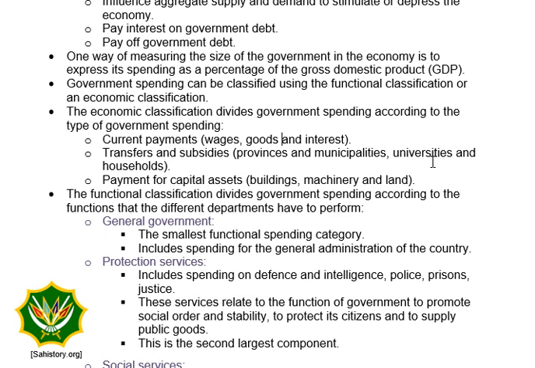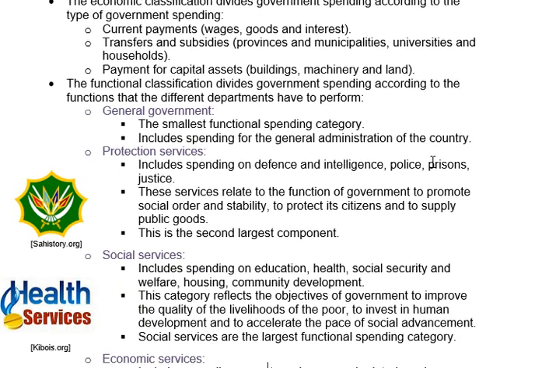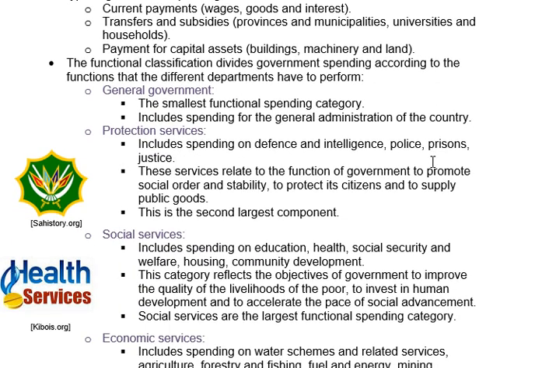Okay, the functional classification will be more familiar to you. You've been doing this since grade 8, I suppose. All right, so the functional classification is about dividing government spending according to the nature of the service that they are providing. So which functions are the departments performing? The nature of the service that they are providing. Again, there are 4 categories. There will be spending on general government, then protective services, social services, and economic services.